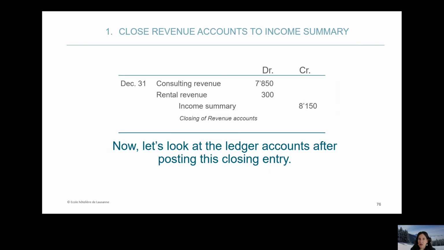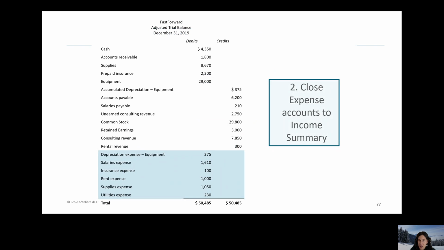I debited consulting revenue 7,850, debited rental revenue 300, took the sum of the two amounts, and I credited the sum of 8,150 in this new account that I just opened for the closing process. That's step number one. Step number two, do you remember, is to close the expenses accounts.